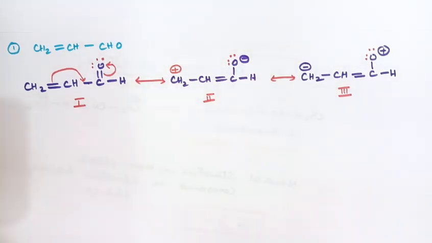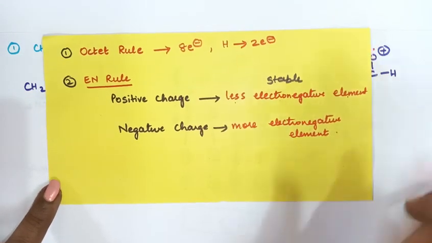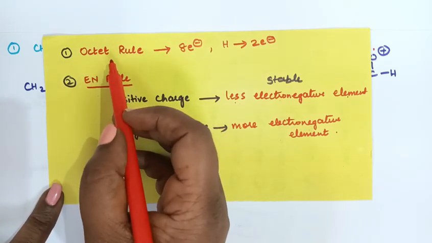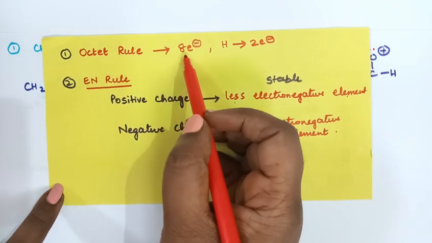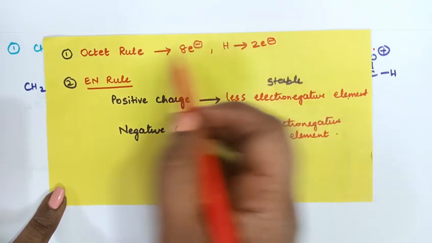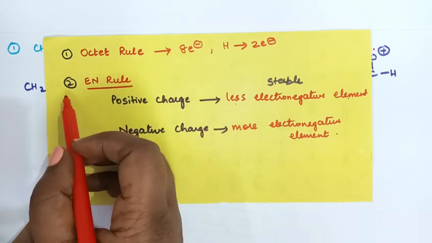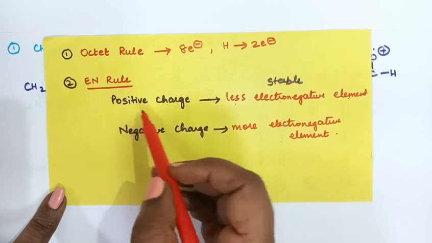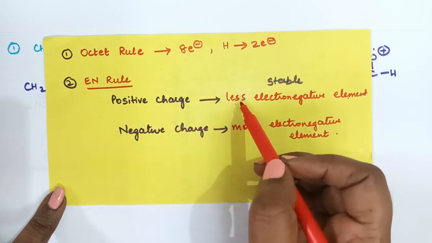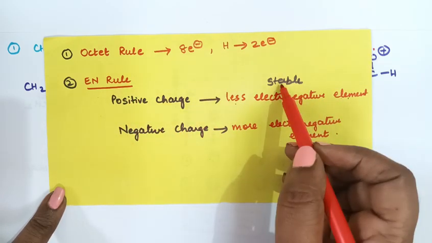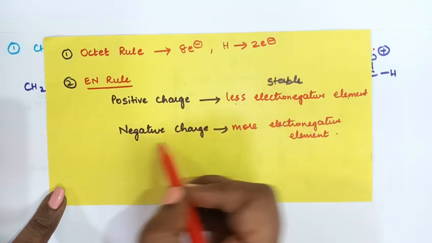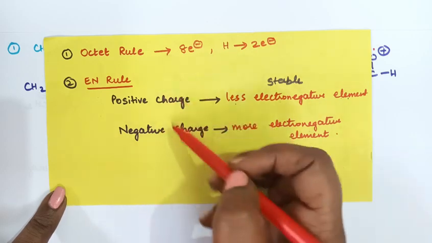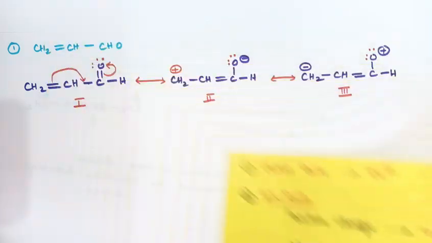So how to find? Students, we have two rules you have to remember. First is called the octet rule. Octet rule means all the atoms in the structure should have 8 electrons and hydrogen should have 2 electrons. So this is the octet rule. Second rule is the electronegativity rule. Electronegativity rule is: if positive charge is present on a less electronegative element, then it is stable. Or if negative charge is present on a more electronegative element, then it will be stable. So how to apply these two rules we will see in this example.